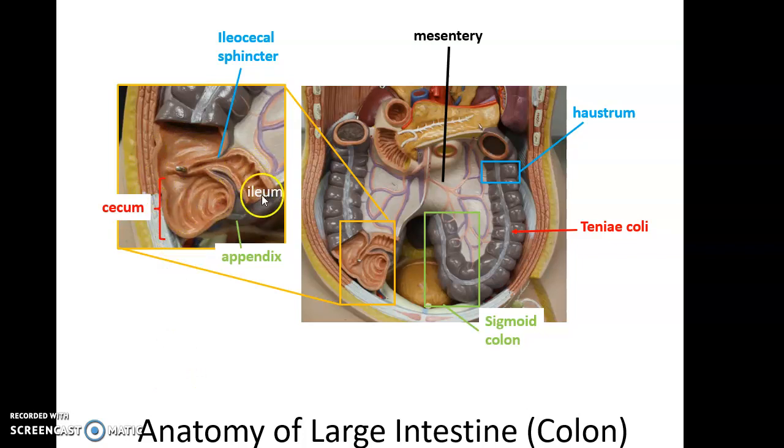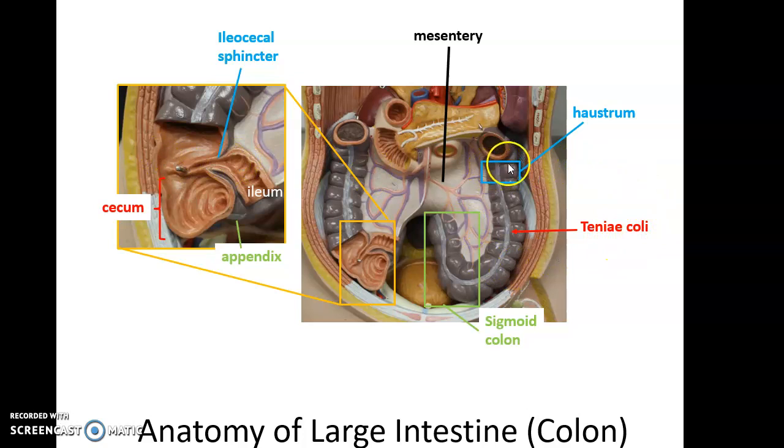Here's the end of the ileum. Here is the ileocecal sphincter that controls the movement of material from the ileum into the cecum. Down here, hanging off the cecum, is the appendix, cecum, ileocecal sphincter.